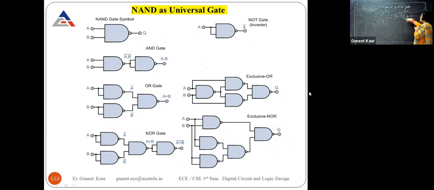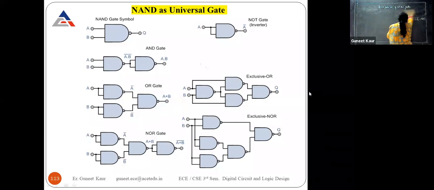So if I apply this input to this NAND gate, this will definitely give you A plus B whole bar. So this is the expression for the NOR gate. So we have derived two gates using the NAND gates only. Now the third case. Let us suppose I want to derive the XOR gate using the NAND gate. Now we will make the XOR gate using the NAND gates only.